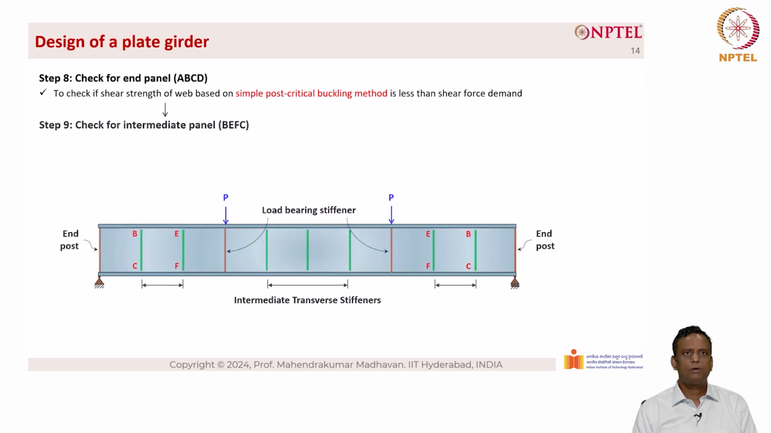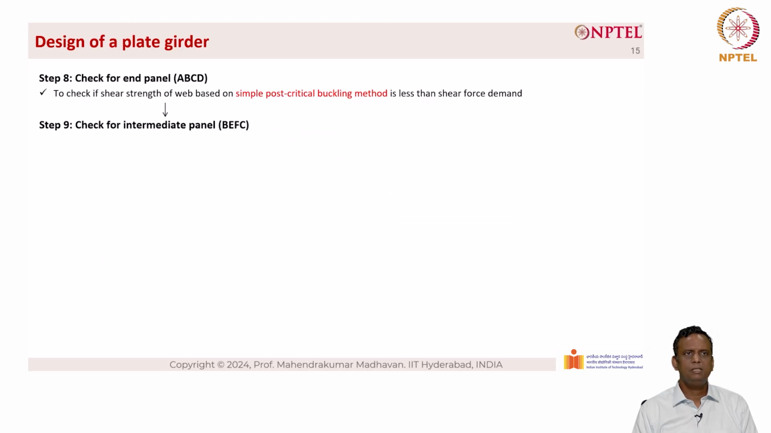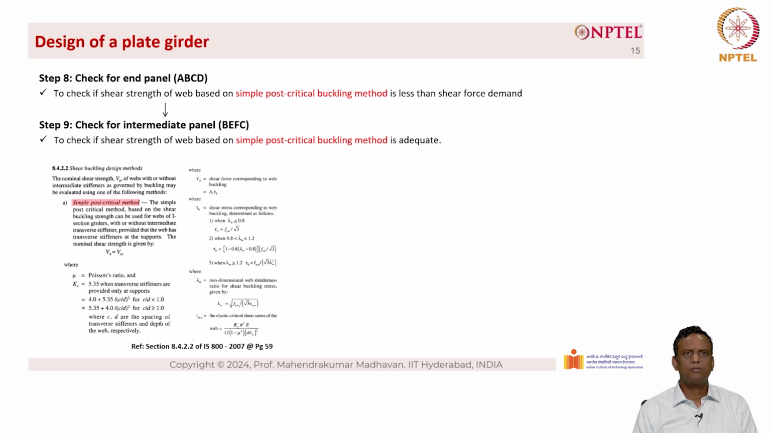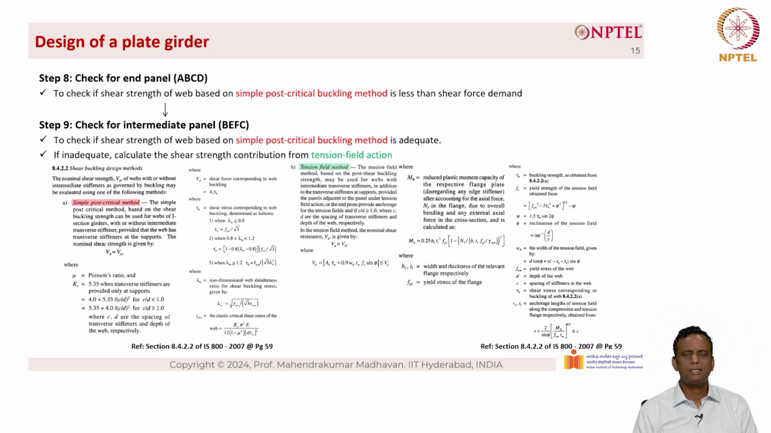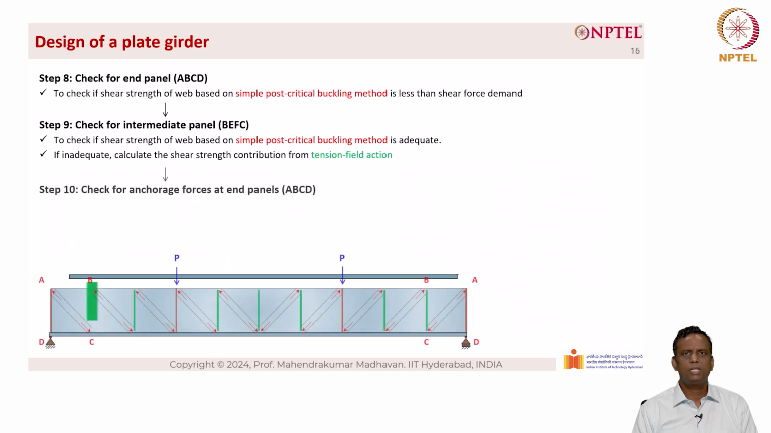Step 9 is to check for intermediate panel, which is BEFC. First, let's check if the shear strength of the web based on simple post-critical method is adequate. If it is inadequate, calculate the shear strength contribution from tension field. The one that is highlighted in red color is the simple post-critical method, which is based on the elastic buckling capacity of the panel. The tension field method takes into account the additional contribution due to tension field action.